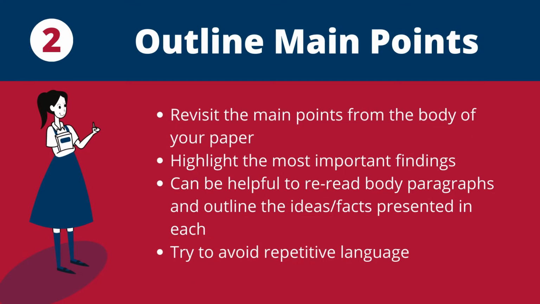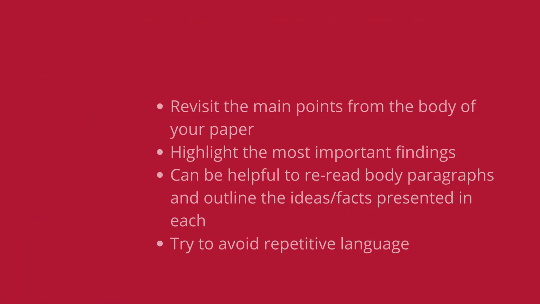Next, review the main points from the body of your paper. Highlight the findings that correspond closely with your research aims and hypothesis. A good technique to use when writing this portion is to read each paragraph in the body of your paper and take note of the most important ideas or facts presented within. Try to avoid repetitive language when reviewing these points.